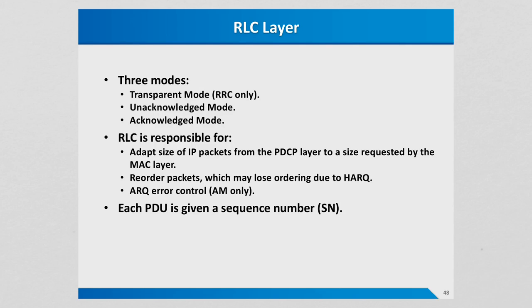Next layer down is RLC, or radio link control layer, and its main task is to take care of automatic retransmission of failed packets. Now, you don't necessarily have to retransmit failed packets. There are different modes. There's a transparent mode, an unacknowledged mode, and an acknowledged mode. Now, if you're in an unacknowledged mode, maybe you don't care whether those packets get through. You don't need to retransmit them. But acknowledged mode does require that failed packets get retransmitted.